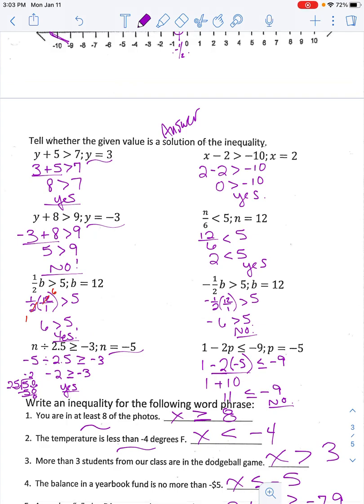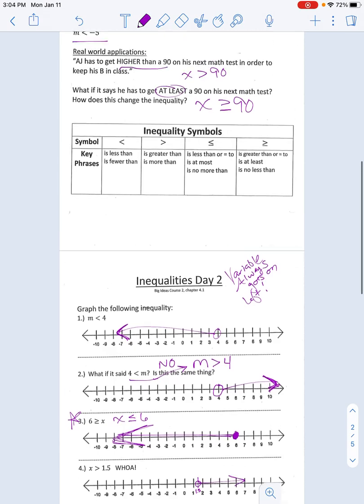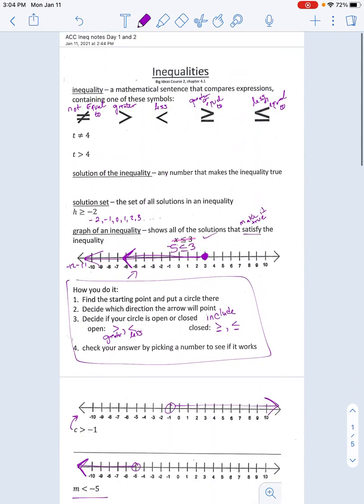Alrighty, period 4. We have completed both inequality notes day 1 and 2, which was what we were planning on doing today, both sets of notes. And I believe I'm double checking. Yes, that is all we're doing today. There is no practice for today's lesson. You'll just have an e-learning assignment tomorrow.